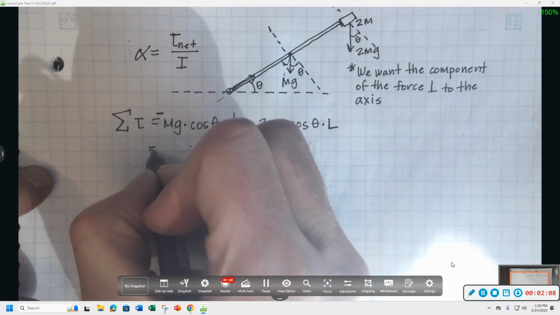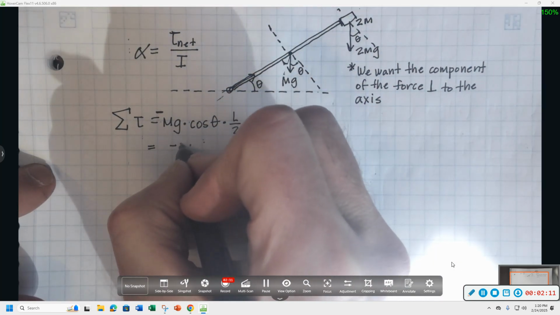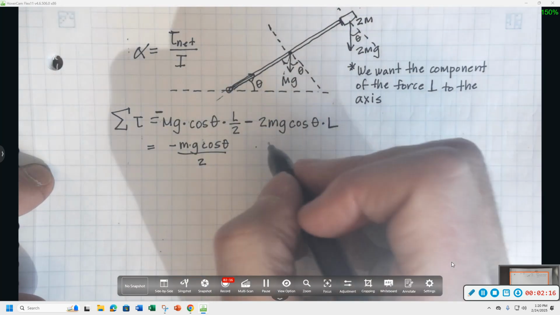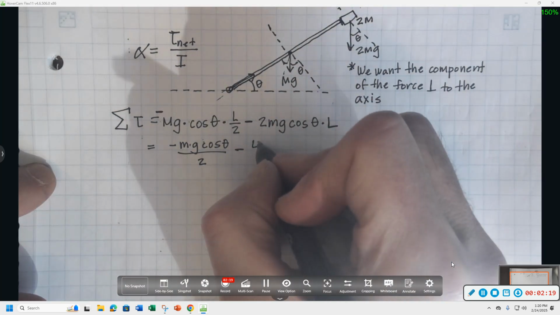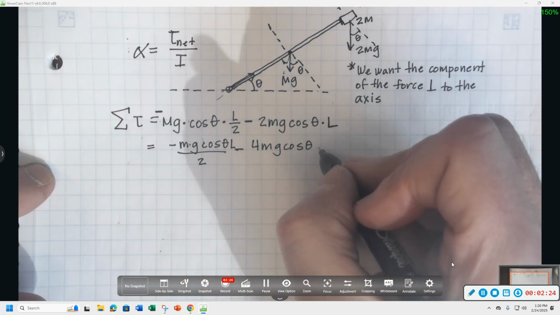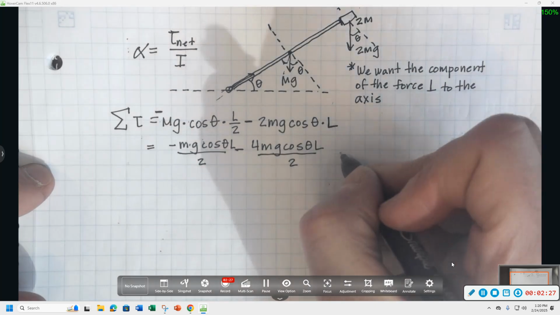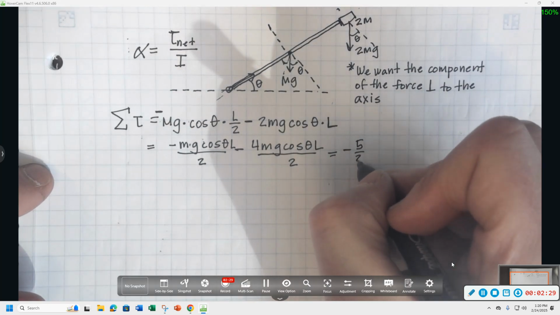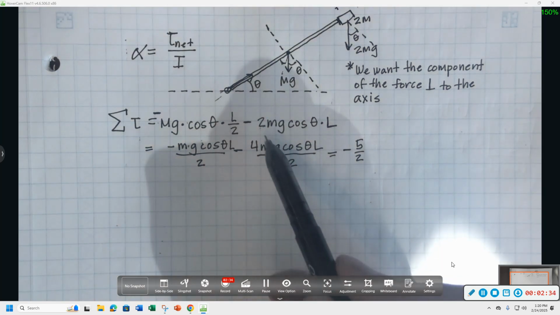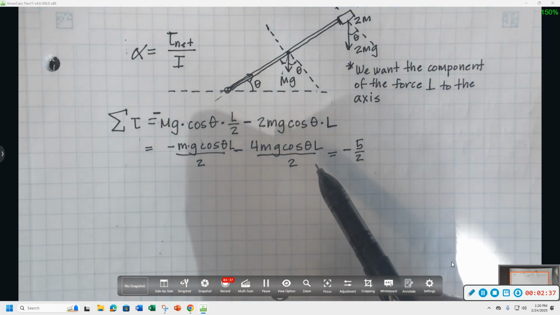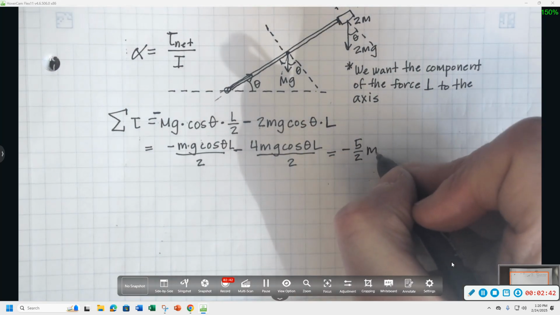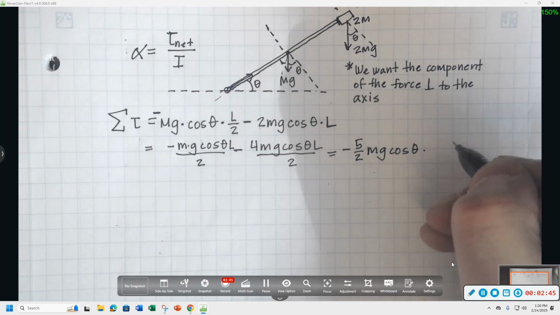So what do we got here? We've got negative mg cosine theta L over 2 minus 4mg cosine theta L. Oh, I forgot an L over here. L over 2. So total, like negative 5/2. Where'd I get that? Oh, a 4 over 2. I have 2. I'm just writing it over 2 so that I can subtract the fraction. Oh. Okay. So I have 2 here, I have 1/2. So I get negative 5/2 mg cosine theta times L.